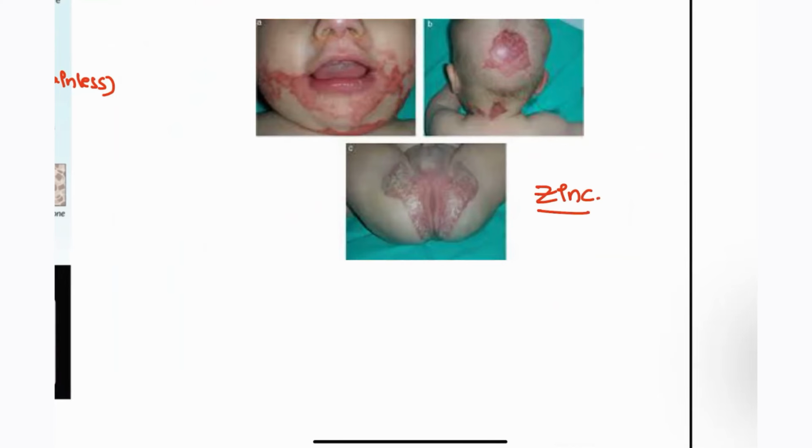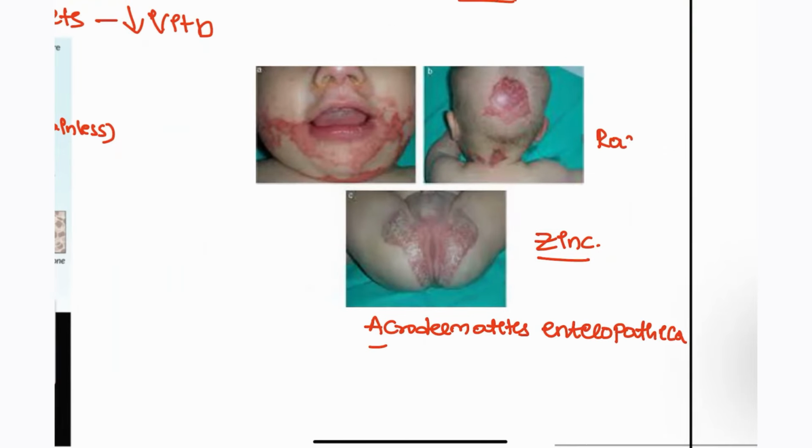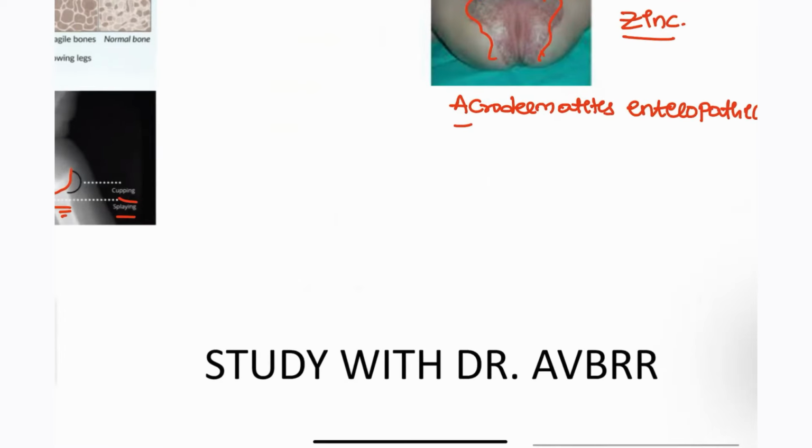This condition is known as acrodermatitis enteropathica. This is seen in patients, especially those suffering from a genetic condition. In this genetic condition, the patient will have a rash, and zinc will be important for the GIT. They will suffer from diarrhea, and you are going to see a symmetrical rash in this patient. That is the zinc-related condition, acrodermatitis enteropathica.